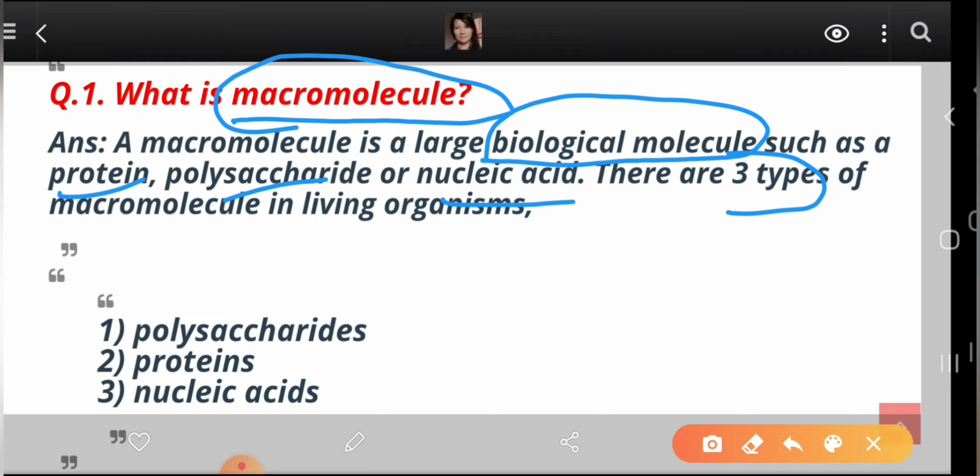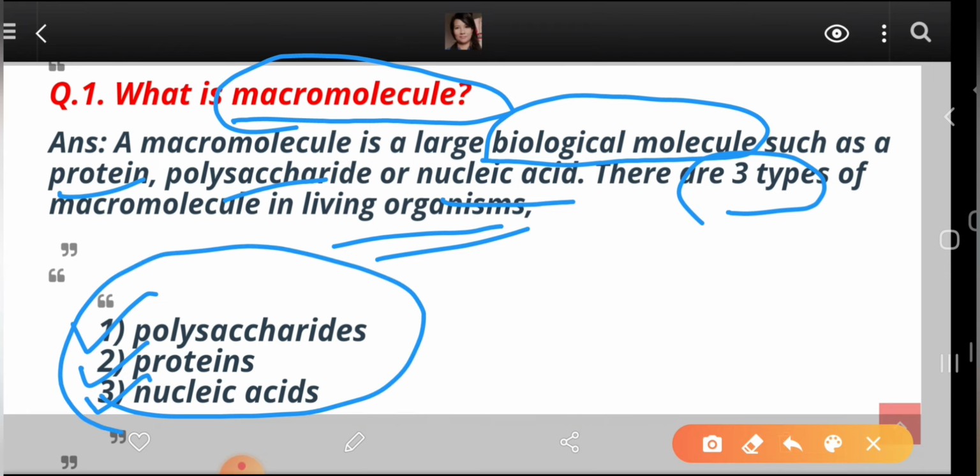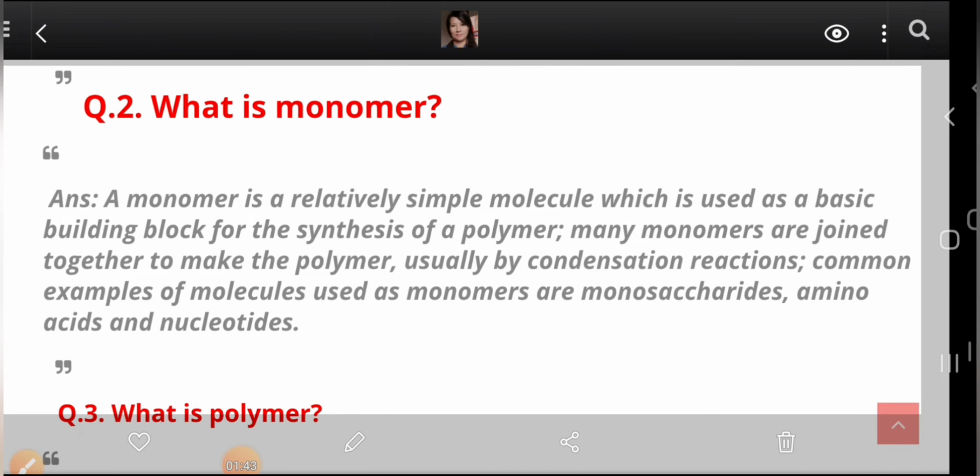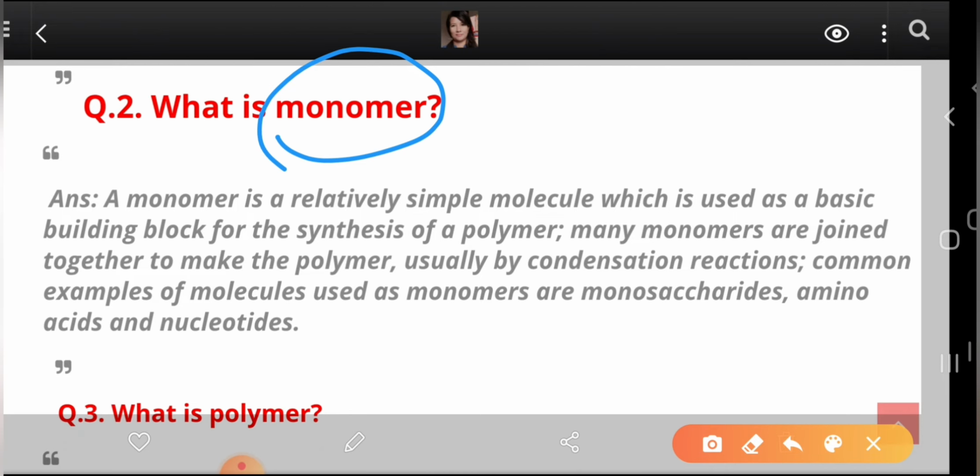And there are three types of macromolecules in living organisms, whether plants or animals. Number one, polysaccharides. Number two, proteins, and number three, nucleic acids. Those are the three types of macromolecules in living organisms. Question number two: what is a monomer? A monomer is a relatively simple molecule which is used as a basic building block for the synthesis of polymers, and many monomers joined together make the polymer.